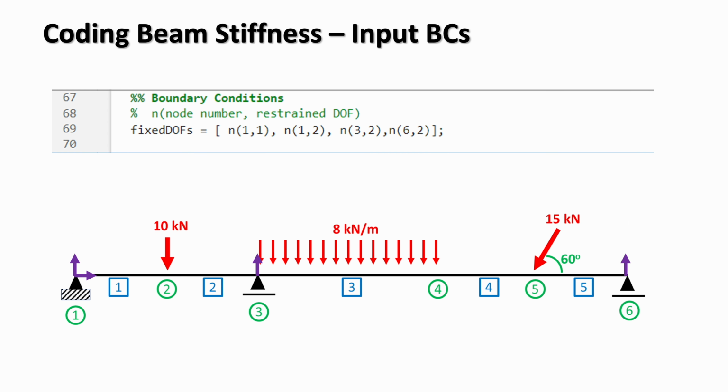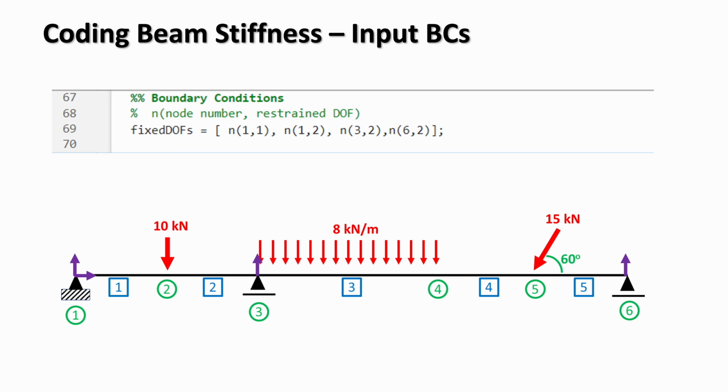And the final piece of input data before solving are the boundary conditions. These define which degrees of freedom are restrained, in other words, which displacements are set to 0 due to the supports. For this beam, the supports provide vertical restraint at nodes 1, 3, and 6, and horizontal restraint at node 1. In the code, we specify these by listing the corresponding degree of freedom numbers. Using the degree of freedom mapping matrix, we can directly reference the required entries.